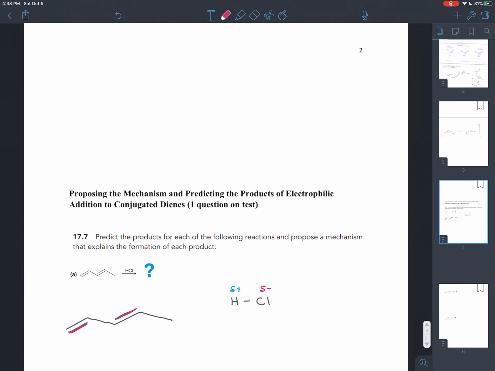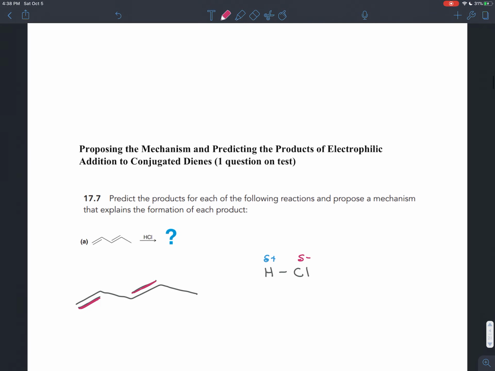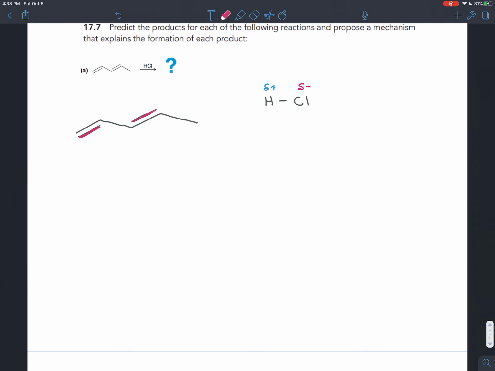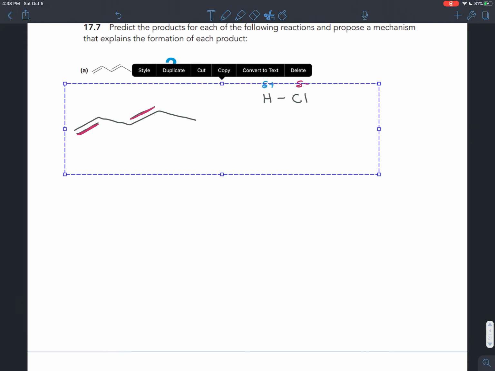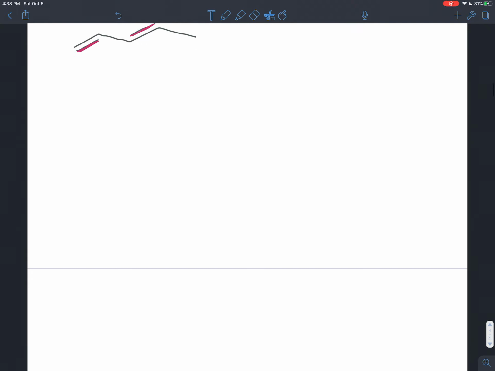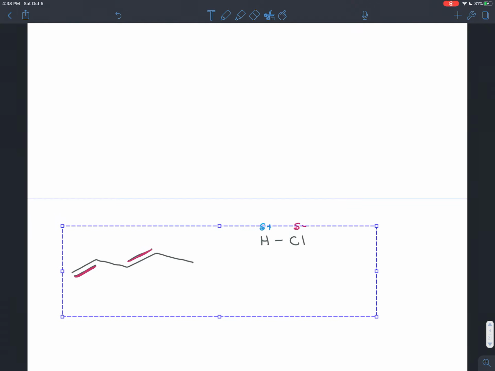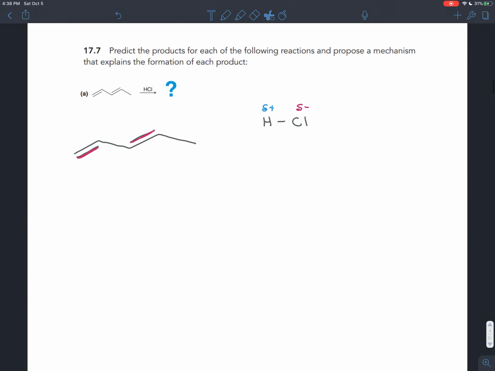Let me just do this so we have more room. Either the first pi bond can attack the hydrogen, or the second one can attack the hydrogen. So let's duplicate this whole thing, and we'll consider each of those cases one at a time. Let's start with the first pi bond, the one on the far left. So if those electrons attack this hydrogen, the electrons in that bond go to the most electronegative place nearby, which is the chlorine.